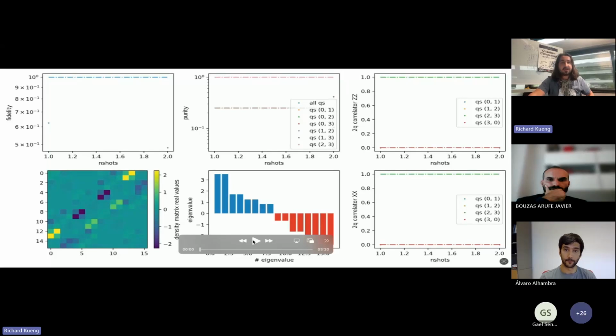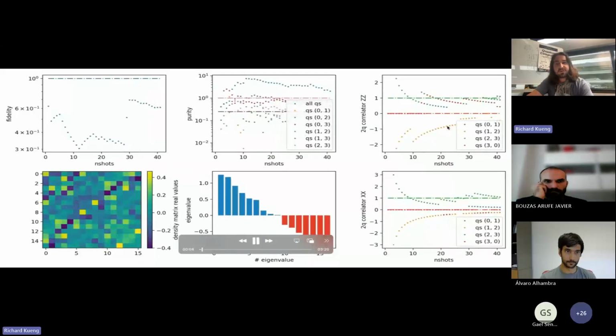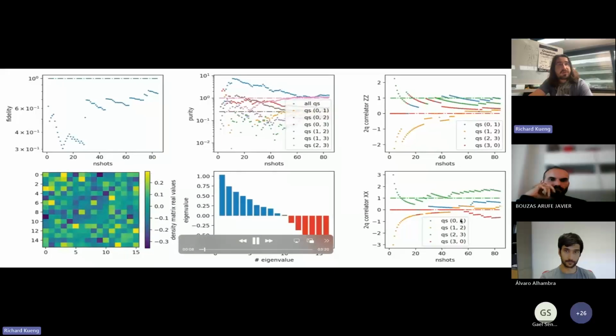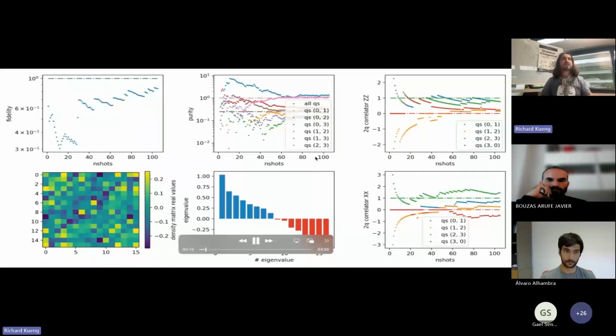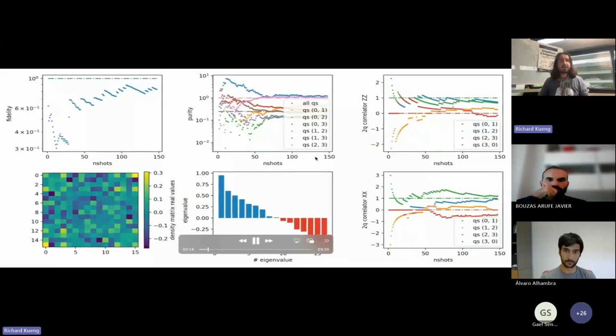This is now a numerical illustration of what we simulated, the process I just told you on the slides, numerically for the same 4-qubit system, 2 Bell states, on qubits 1 and 2 and 3 and 4. What you can see here is the global fidelity on the top left, the ZZ correlations on the top right, the XX correlations on the bottom right, and in the top center, you even see more sophisticated estimators like the purity, which tell you something about entanglement.